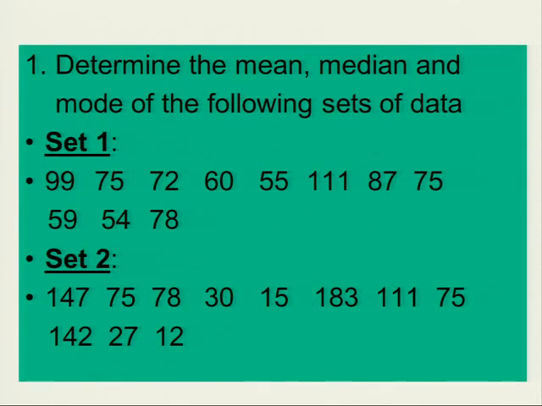Now let's look at this example. Determine the mean, median, and mode for the following sets of data. Let me give you a few minutes. Remember, we have set 1. For each set, you determine the mean, the median, and the mode. Meaning, you look at set 1 and determine the mean, median, and mode for it, and then you continue to set 2 and determine the mean, the median, and the mode for the second set. I'll give you about 5 minutes to calculate the mean, the median, and the mode for each set that is presented before you.